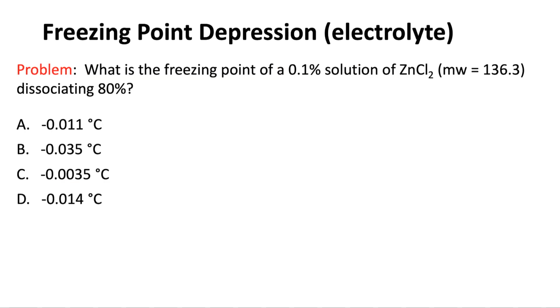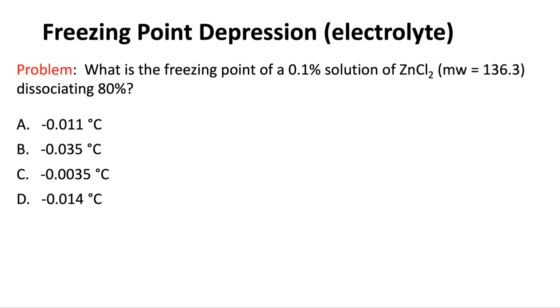All right. So let's do this question. It says, what is the freezing point of a 0.1% solution of zinc chloride that has a molecular weight of 136.3 that dissociates at 80%? So following up on our previous thing about the dissociation factor, let's apply that value now to calculating the freezing point depression of a 0.1% solution of zinc chloride.